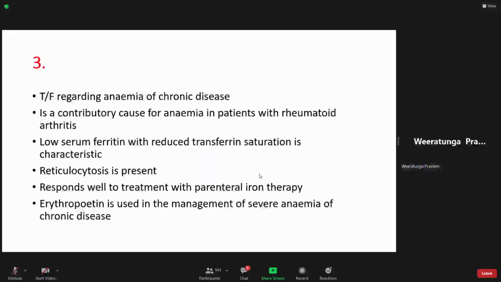Okay. Right. Reticulocytes are usually lower. How do you treat anemia of chronic disease? Doesn't respond to iron therapy very well, but there is now evidence.